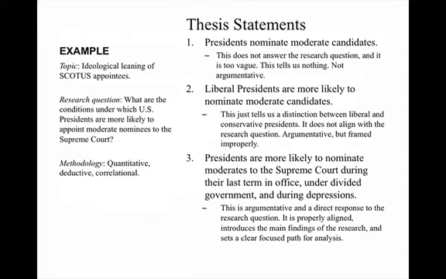Let's try this again. Liberal presidents are more likely to nominate moderate candidates. This just tells us the distinction between liberal and conservative presidents. It does not align with the research question. Argumentative, but framed improperly. Let's try this once more. Number 3, presidents are more likely to nominate moderates to the Supreme Court during their last term in office, under divided government, and during depressions. This is argumentative and a direct response to the research question. It is properly aligned, introduces the main findings of the research, and sets a clear, focused path for analysis.